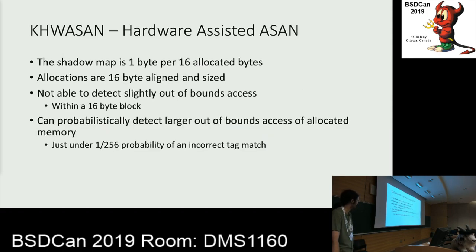They also do a few more things, so they make it slightly wider, because they wanted to run this on phones. This is a Google thing. So everything's 16 byte and undersized. And you're not able to detect slightly out of bounds issues. Because the tag is per 16 bytes, if you're still within a 16 byte block, you can't detect that. So it's probabilistic. You're sort of hoping.